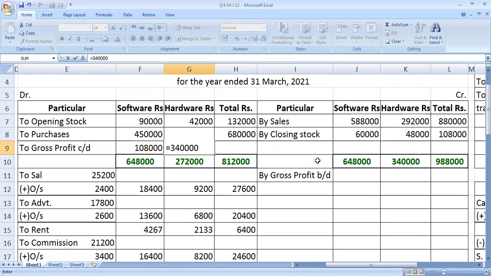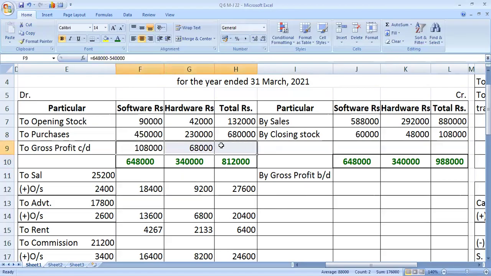3,40,000 minus 2,72,000, 68,000 is the gross profit of department hardware. Total gross profit is 1,76,000. Transfer to profit and loss account credit side.